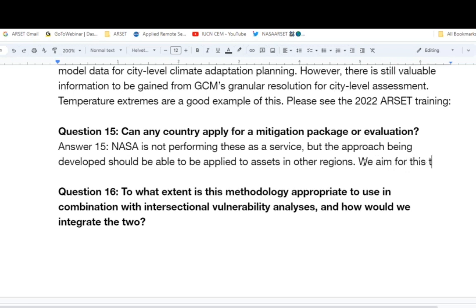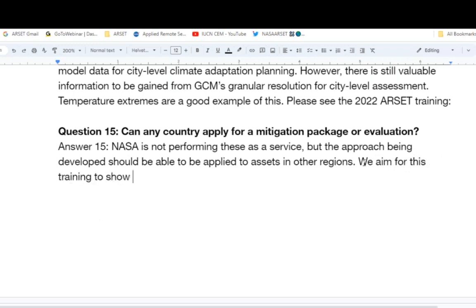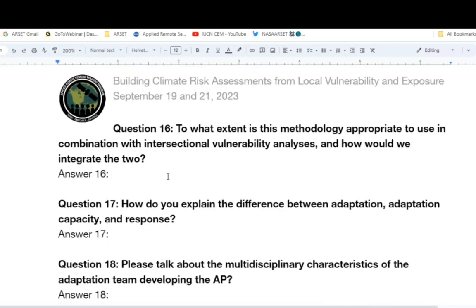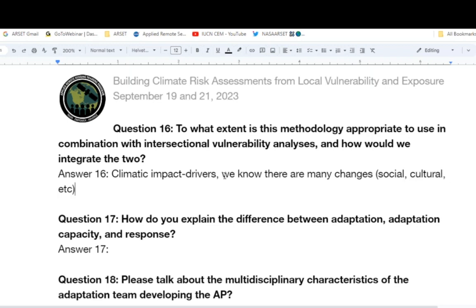Okay, and question 16: to what extent is this methodology appropriate to use in combination with intersectional vulnerability analyses, and how would we integrate the two? This gets at a key feature of why we call these climatic impact drivers. You'll notice that climatic impact drivers has a hyphen between impact and driver, and the reason is that there are lots of impact drivers for every system. We know that there's social change, technological change, and cultural change. All of these things can cause impacts on your future system. But what we are focusing on here is the climatic impact drivers, how changes in the climate system are driving impact on the things that we care about.